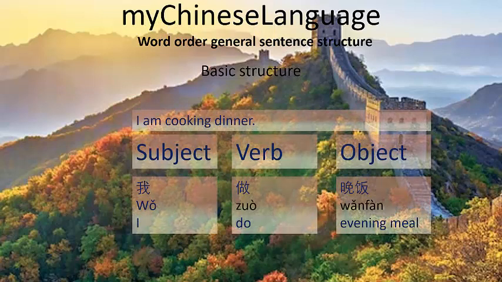Moving on to subject, verb, object. In the last example, the object of my cooking activity was rice. In this one, it is dinner. I cook dinner. 我做晚饭.